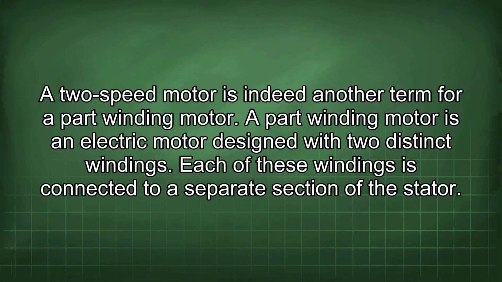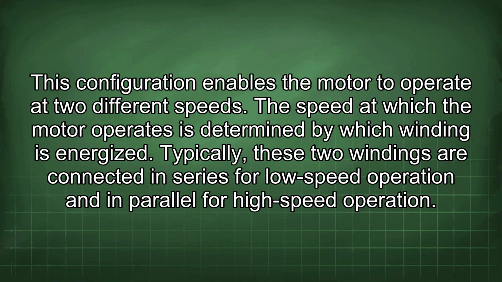A two-speed motor is indeed another term for a part-winding motor. A part-winding motor is an electric motor designed with two distinct windings. Each of these windings is connected to a separate section of the stator. This configuration enables the motor to operate at two different speeds. The speed at which the motor operates is determined by which winding is energized.